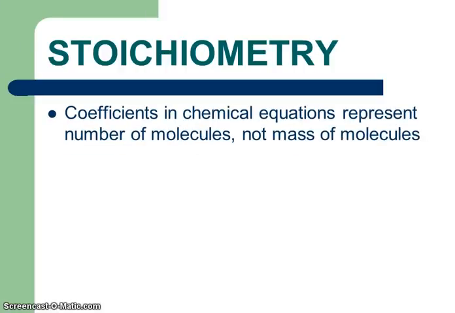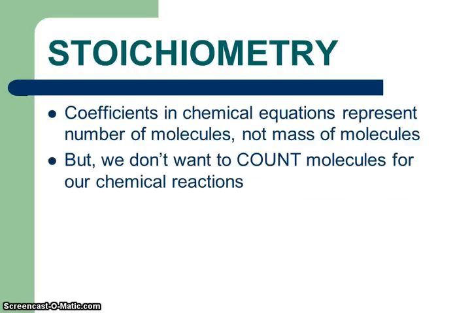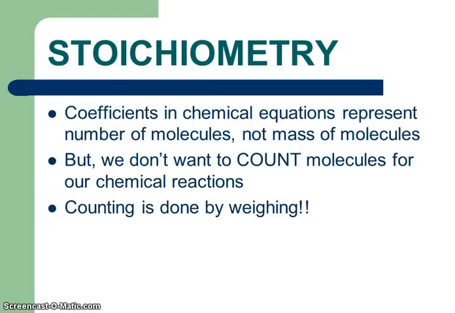Coefficients in a chemical equation represent the number of molecules of reactants and products in that particular reaction, but they don't represent the mass of those molecules. We don't want to count molecules on our reactant side and our product side because typically we talk about large numbers of molecules. Counting is done by weighing.